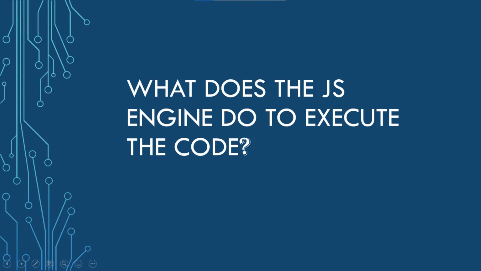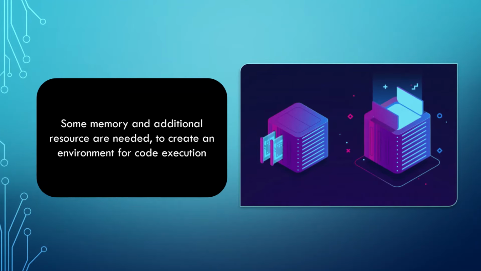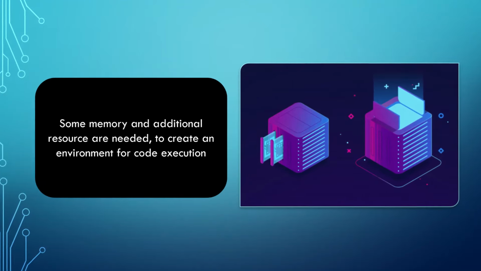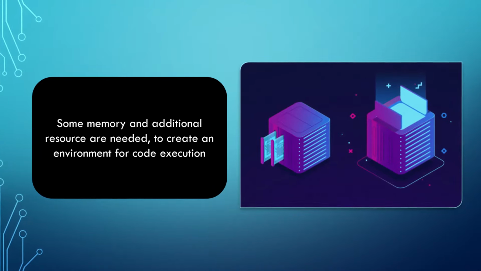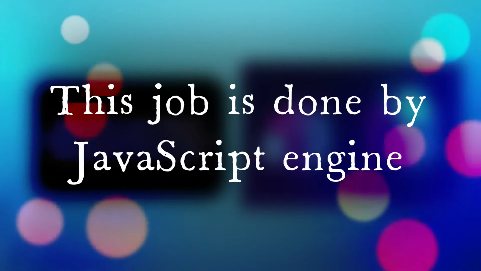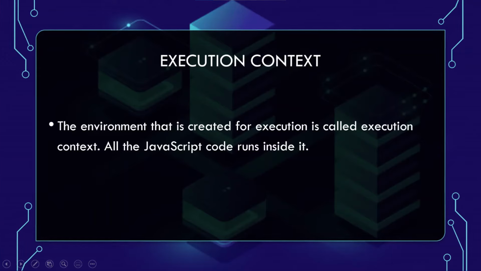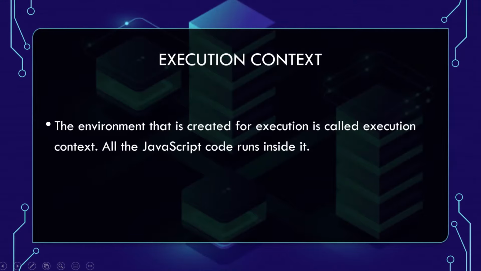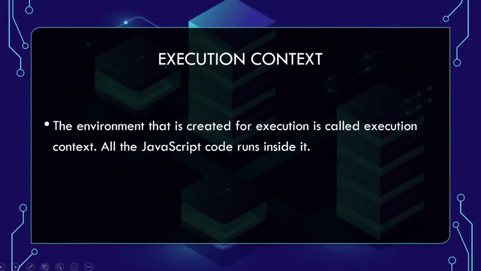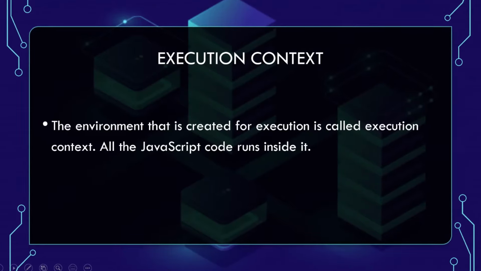What does the JS engine do for executing the code? Well, first of all, some memory and additional resources are needed to create an environment for code execution. And this job is done by the JavaScript engine. The environment that is created for execution is called the execution context.